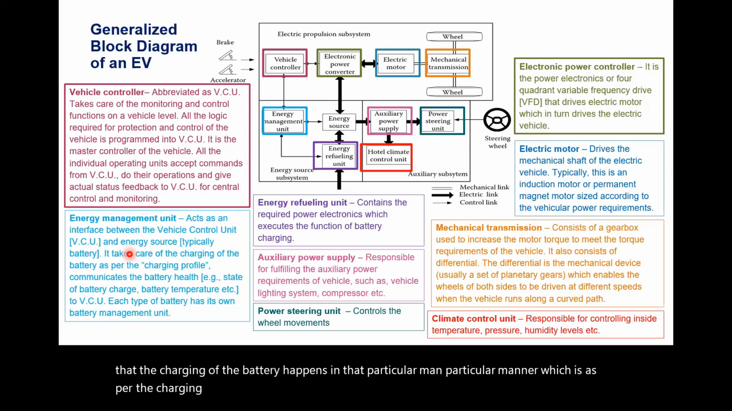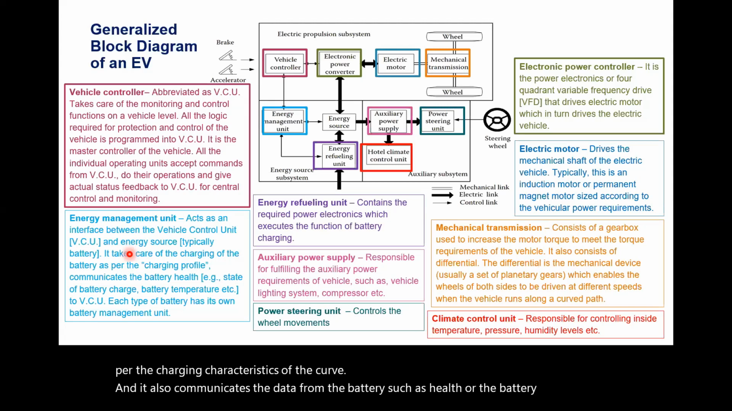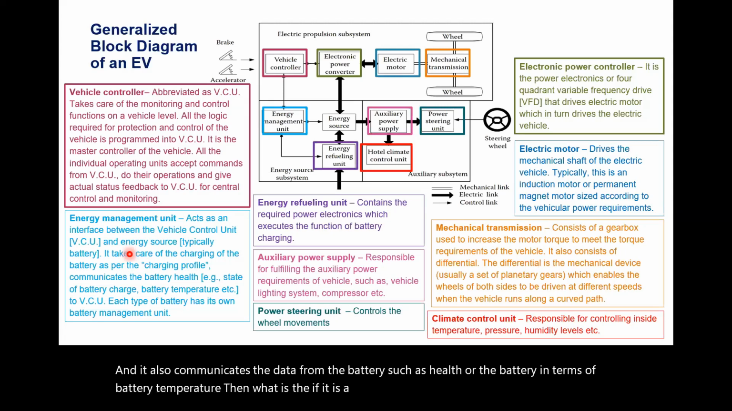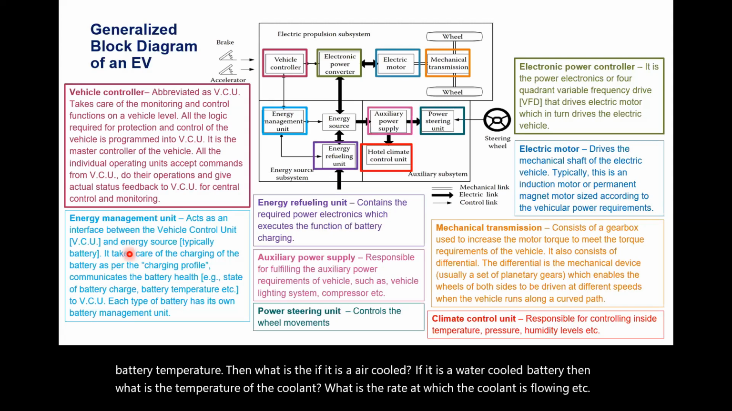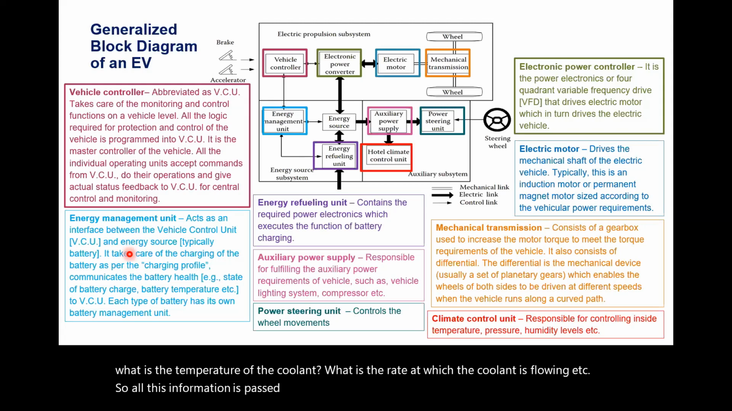And it also communicates the data from the battery, such as health of the battery in terms of battery temperature. Then, if it is an air cooled or a water cooled battery, what is the temperature of the coolant, what is the rate at which the coolant is flowing, etc. So all this information is passed on, and also the available charge which is there in the battery. So all this data is passed on to the vehicle control unit through the energy management unit.